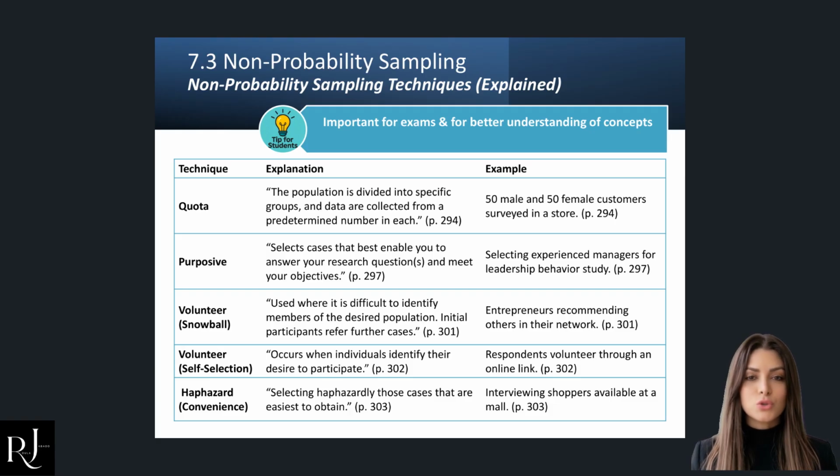Self-selection is when individuals volunteer to participate in a study via a given link. Maybe a psychology student is researching stress levels among online gamers. They post a link to their survey on gaming forums. Gamers who are interested and willing to share their experiences click on the link and participate in the study on their own accord. Finally, there's haphazard or convenience sampling.